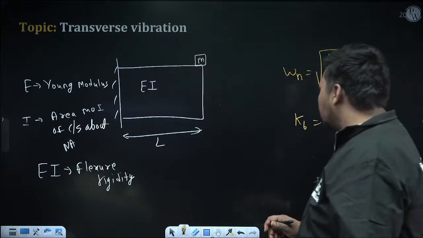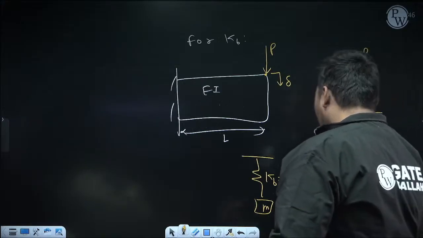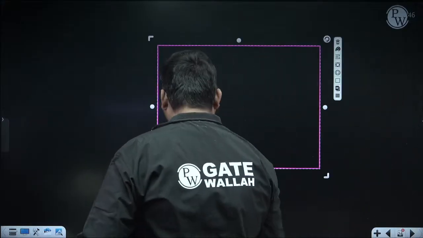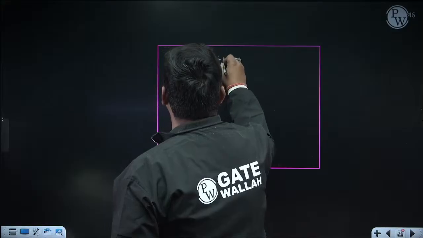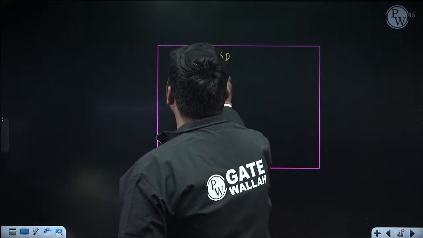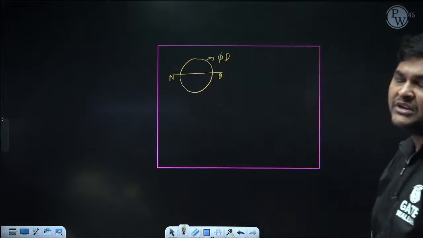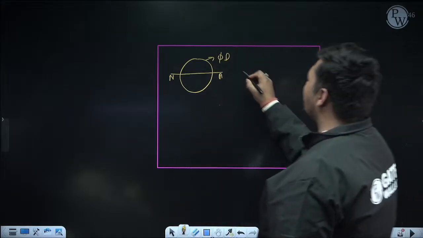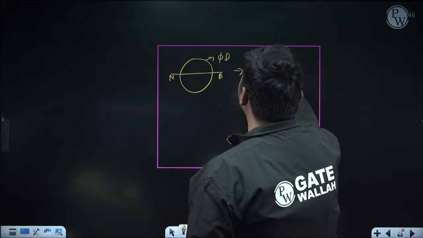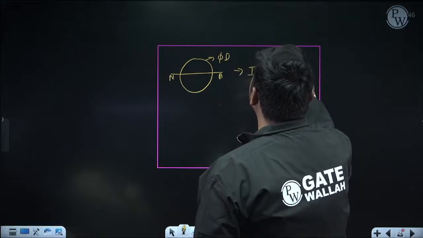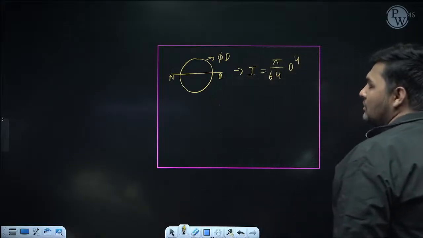Suppose, just for one cross section, I am writing the formula. If the cross section is circular, whose diameter is D, and the neutral axis is nothing but the centroidal x-axis of the entire cross section. This thing you will study in strength of material. But for a circular cross section, the formula to calculate I about the neutral axis is pi by 64 d to the power 4.